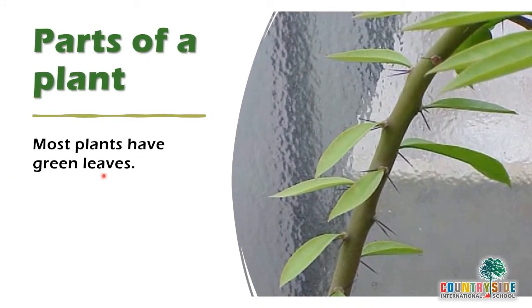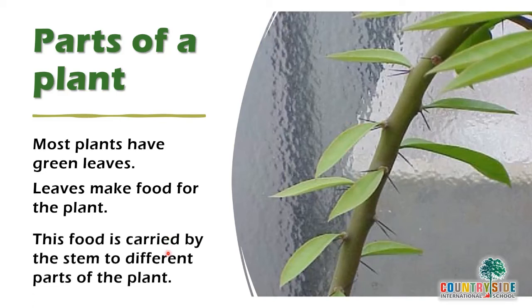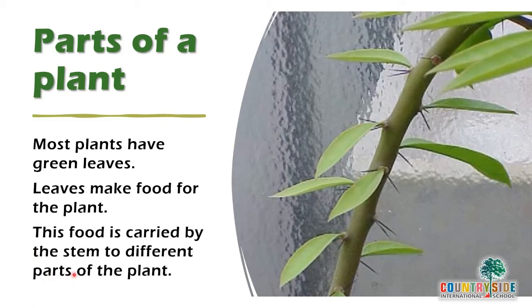Most plants have green leaves. You must have seen most of the plants are full of leaves. Leaves also help. Leaves make food for the plant. Yes. How mama makes food for you all? Same way for the whole plant, leaves make food. The food is carried by the stem to different parts of the plant. Again, what does leaf do? It makes the food and gives it to the stem, and the stem carries it and spreads it in all the parts of the plant.